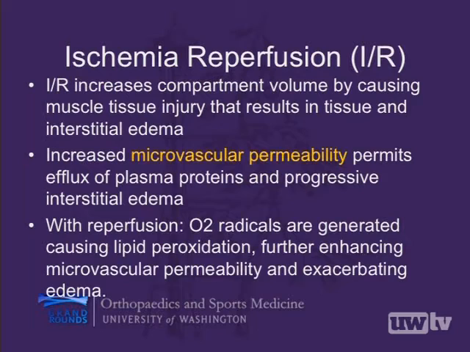A little bit about ischemia reperfusion. Ischemia and reperfusion increases the compartment volume by causing muscle tissue injury that results in interstitial edema. The increased microvascular permeability permits an efflux of plasma proteins and progressive edema formation. And with reperfusion, free oxygen radicals are generated that cause lipid peroxidation, or destruction of the cell membranes, further enhancing permeability and exacerbating the edema.